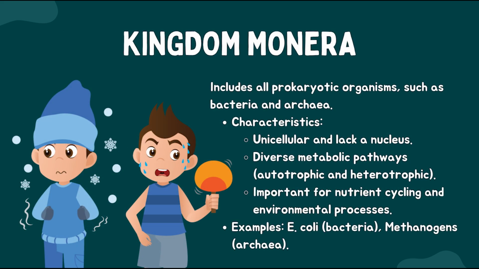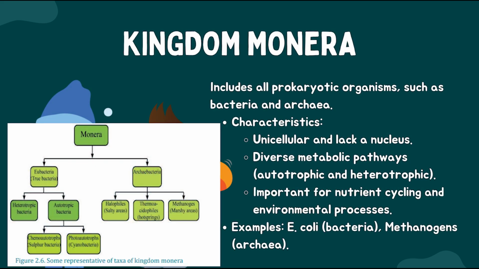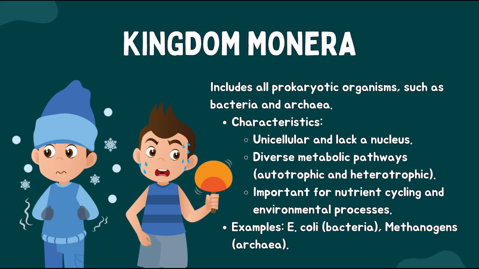Kingdom Monera. Kingdom Monera includes all prokaryotic organisms, that means no nucleus. These are mainly bacteria and archaea. Characteristics: they are unicellular, they reproduce quickly, some make their own food while others get it from outside. Examples: E. coli, found in our intestines, and methanogens, which live in swamps and produce methane gas. They may be small, but they play a big role in ecosystems, especially in recycling nutrients.